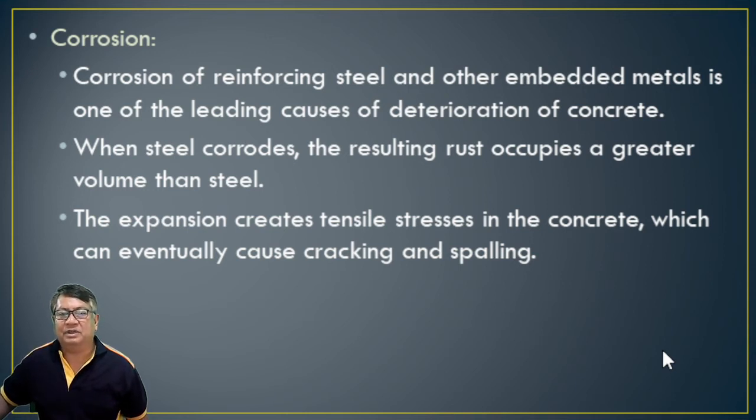Now another problem, corrosion. Corrosion of reinforcing steel and other embedded metals is one of the leading causes of deterioration of concrete. Your metal reinforcement steel might be corroded, and it might reduce its physical strength and also reduce the strength of the concrete. When steel corrodes, the resulting rust occupies a greater volume than steel, so it will result in cracks. The expansion creates tensile stresses in the concrete, which can eventually cause cracking and spalling.